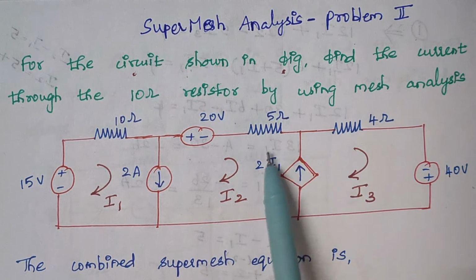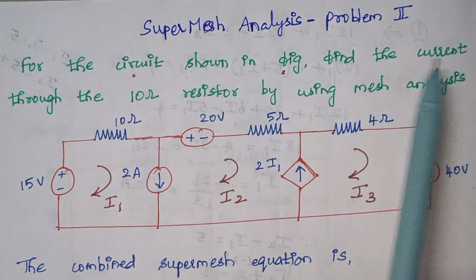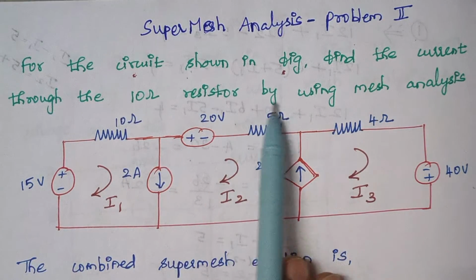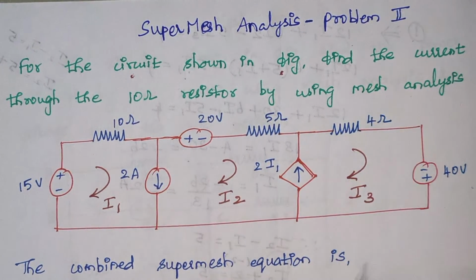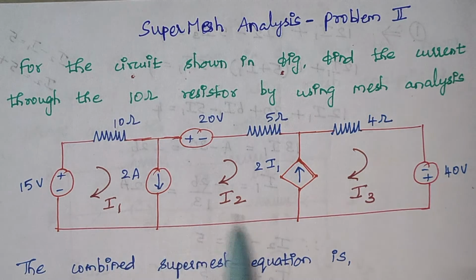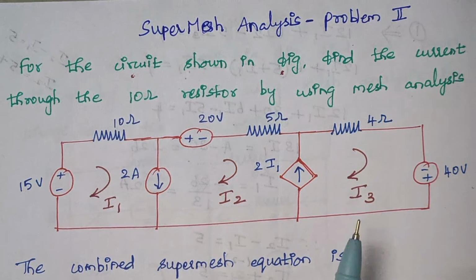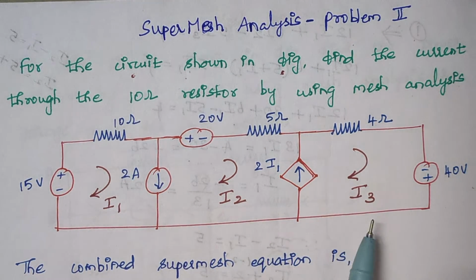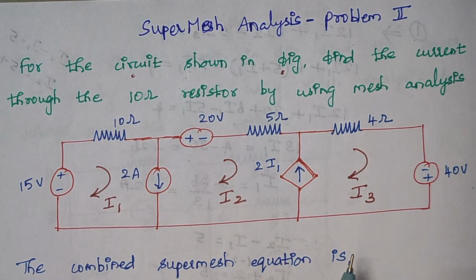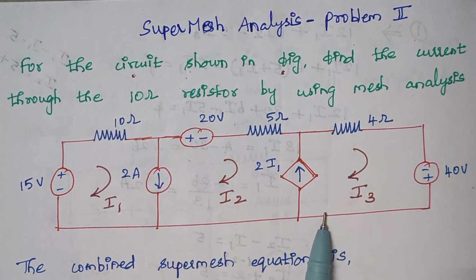Today we are going to solve problem 2 under the topic super mesh analysis. The problem is: for the circuit shown in the figure, find the current through the 10 ohm resistor using mesh analysis. The given circuit diagram has 3 voltage sources and 2 current sources, so we are going to use the super mesh method.